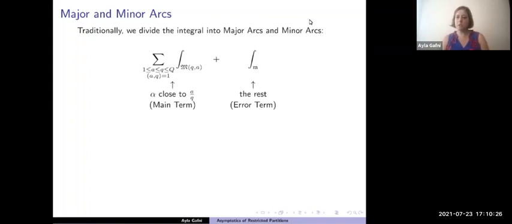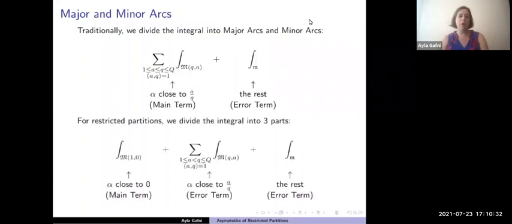Now, in the case of restricted partition functions, we actually divide the integral up a little bit differently. We're going to divide into 3 parts. The first part is the major arc at 0, which I'll call the principal major arc, and that's alpha very close to 0. And that is going to be the only piece that's going to go into the main term. Then from there, we have the non-principal major arcs, which is all of the other major arcs except for the major arc at 0. And we have the minor arcs, which is everything else, the leftovers.